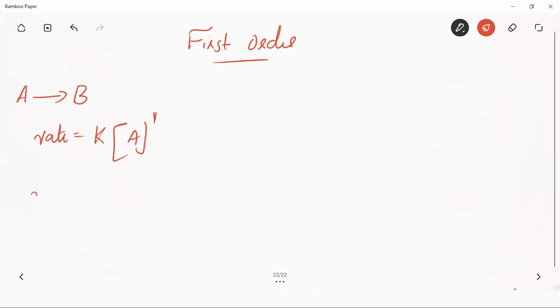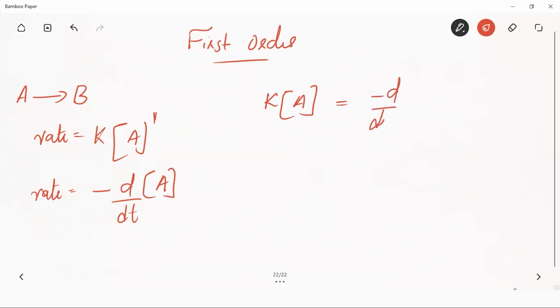And the rate is also equal to what? Minus d by dt of the concentration of A. And we get the two rate expressions, so we have to equate them, right? K times the concentration of A is equal to minus d by dt of the concentration of A. This is known as the differential form.